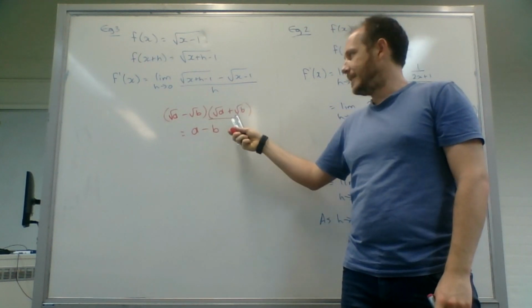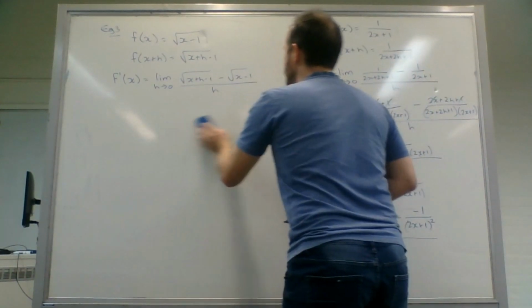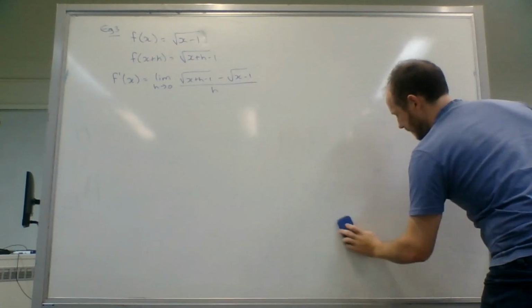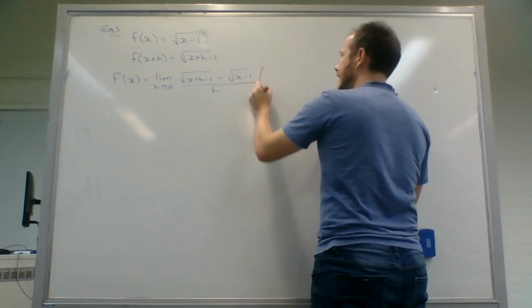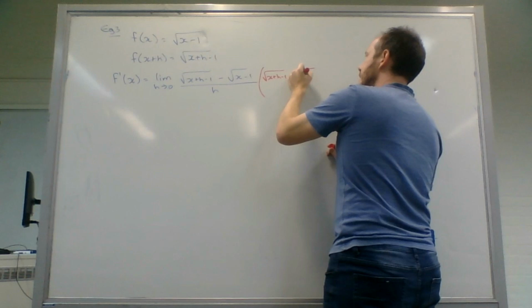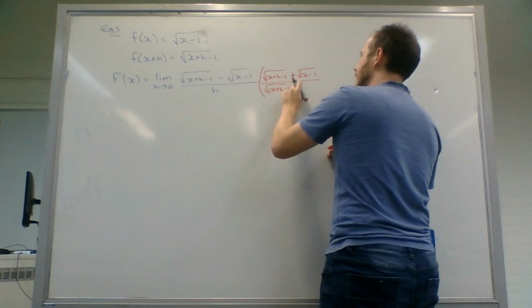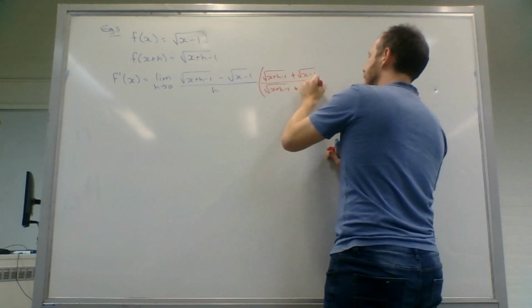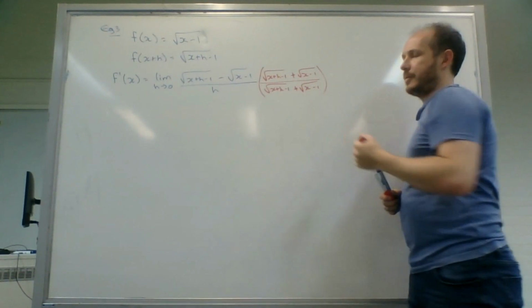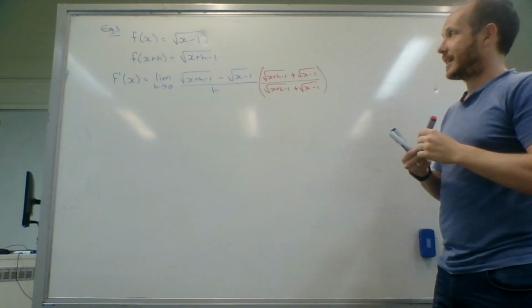Again, it's a little bit more messy than this example, but same thing applies. So what I'm going to do is I'm going to multiply this function here by the square root of x plus h take 1 plus the square root of x take 1 over the square root of x plus h take 1 plus the square root of x take 1. Now, this whole thing is just equivalent to 1. Same on the top, same on the bottom. Okay, so I'm multiplying it by 1. So I'm not changing it, but I'm putting it into a format that's going to benefit me.